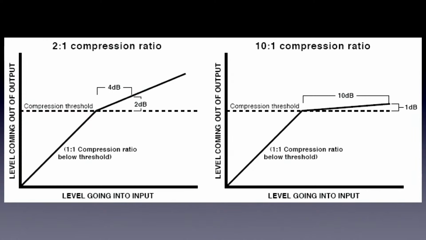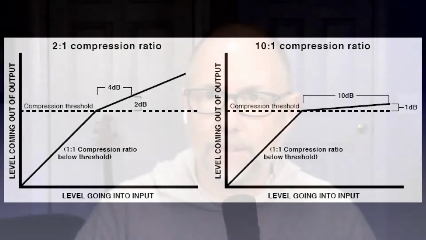So there you see a couple of different ratios. So you see a different tilt to that. And so if you kind of imagine, if you've got a rubber band and you're stretching it, at some point the rubber band is loose and it doesn't resist you at all. And then when you get up to the threshold, it begins to resist, and the harder you pull, the more resistance there is. If you have a tighter rubber band, you have a higher compression ratio.